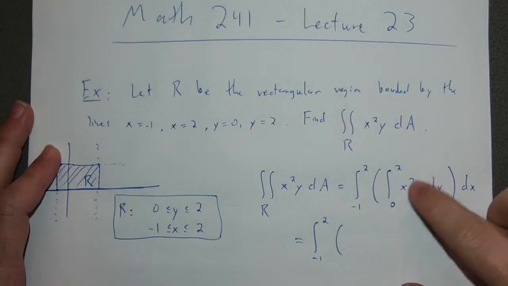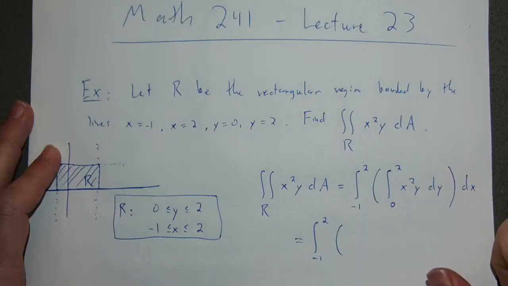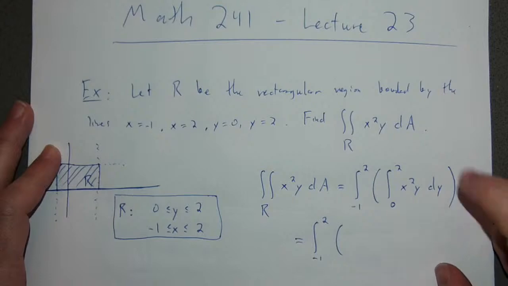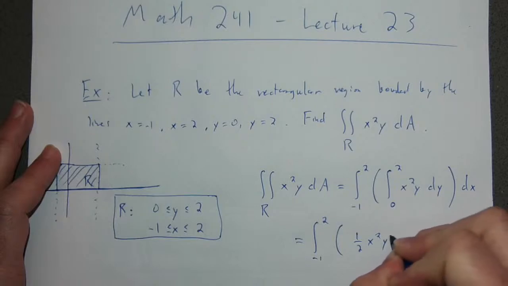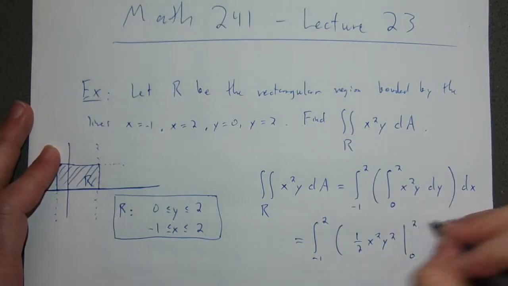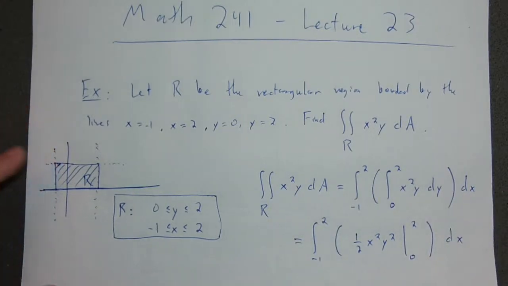What is the integral of x squared y with respect to y? Well, I'm just treating this like a constant. So I treat anything involving the other variables as constant. So this is just like constant times y. The integral of that is constant times y squared over 2. So this is 1/2 x squared y squared evaluated from 0 to 2 dx.